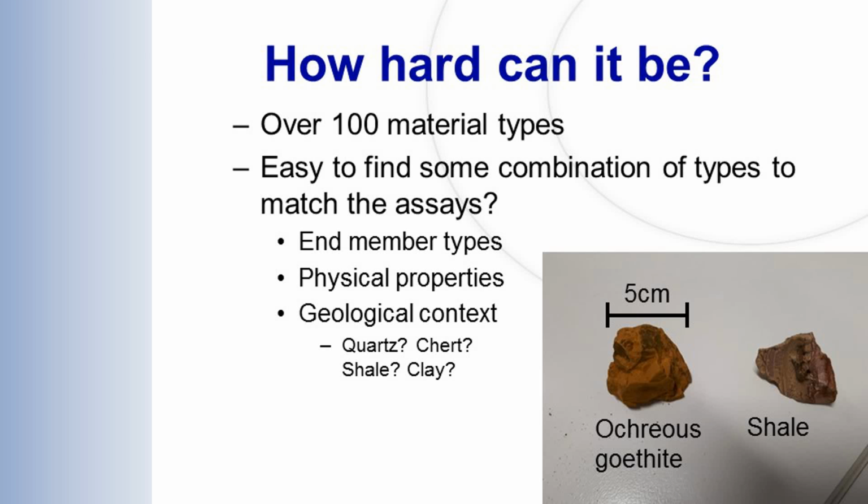These are our two favourite types. It's actually come out looking very, very different on this screen. The ochreous goethite and the shale are the two commonly confused types that are very different chemically. Physically, the shale should look a bit more yellow than that. It makes it look like it's quite an easy problem, but once you get the smaller RC chips, it's quite easy to confuse these two types. So that's a 5 centimetre chunk that's fairly big.